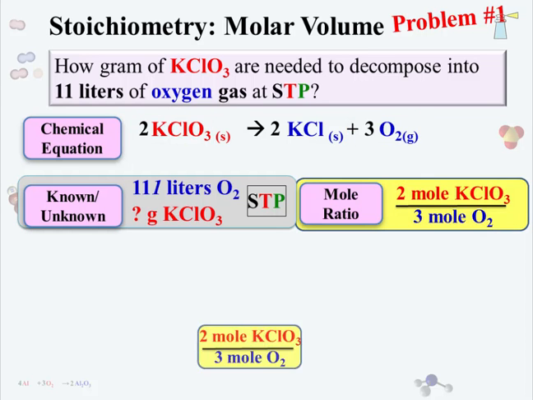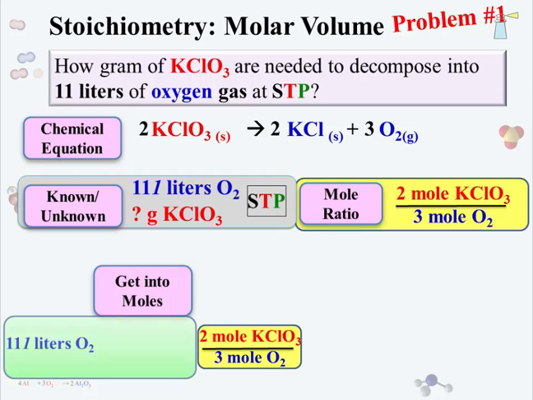The mole ratio is the central part of the stoichiometry solution, and we place it at the center of the solution equation. Step 4 is to get into moles. More specifically, it is to get into moles of the known substance, oxygen. The 11 liters of gas has to be converted into moles of oxygen.